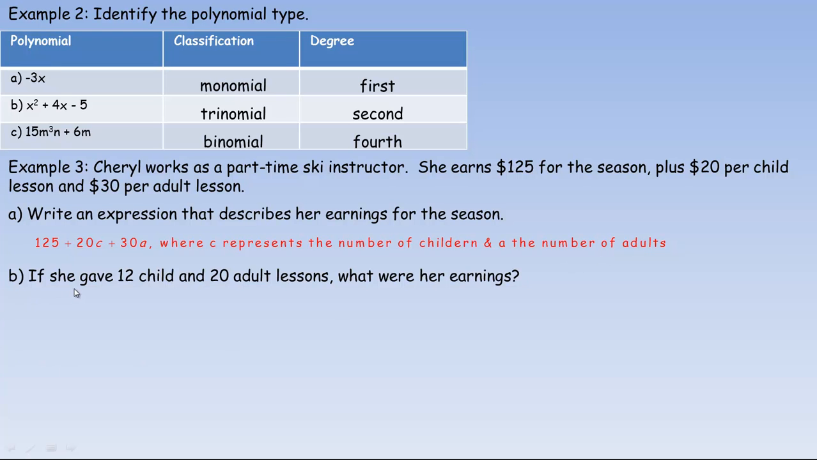So in B here, if she gave 12 child and 20 adult lessons, what would her earnings for the season be? So we're really given values to substitute in place of C and A here. So there's the formula from A, and so we're going to put 12 in here and 20 in here. And so this would mean 20 times 12 and 30 times 20. And so if we do the math, 20 times 12 is 240, and 30 times 20 is 600. And if we add the three of those together, we get $965. So that's what she would get for the entire season from all the lessons plus her fixed salary.